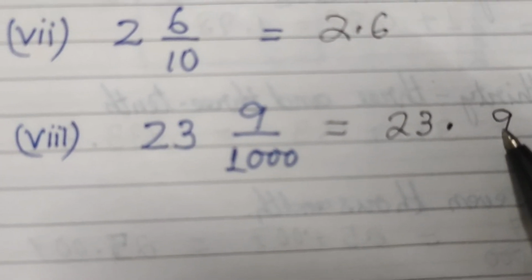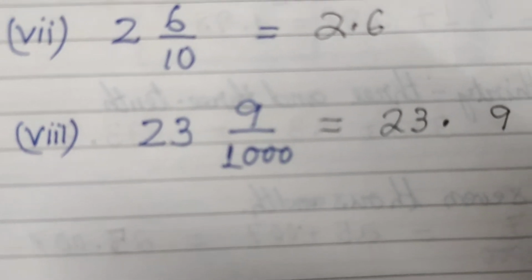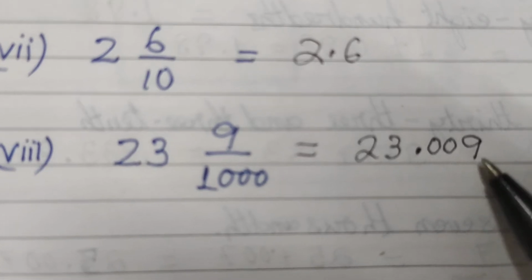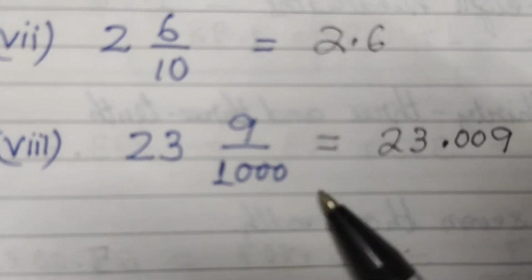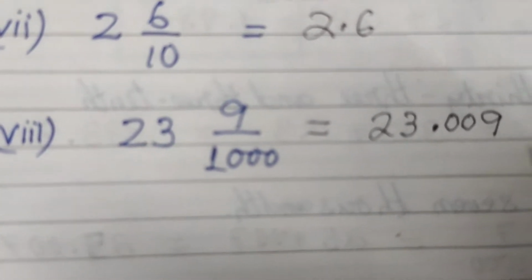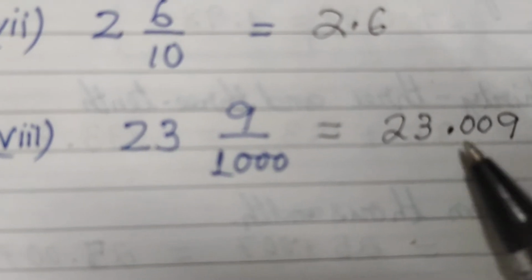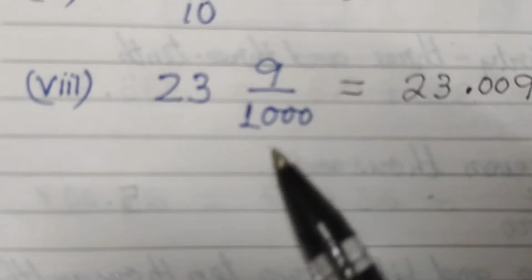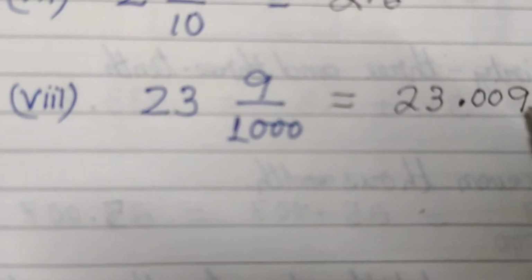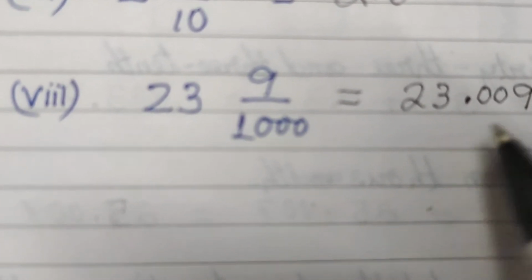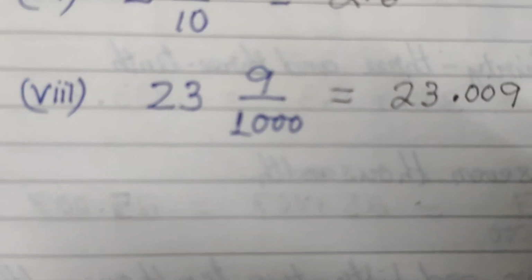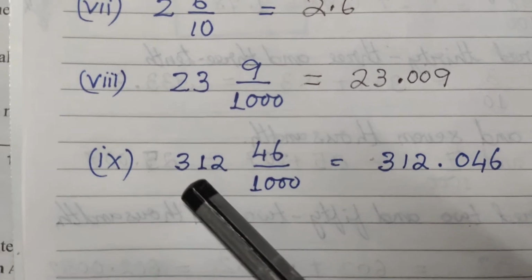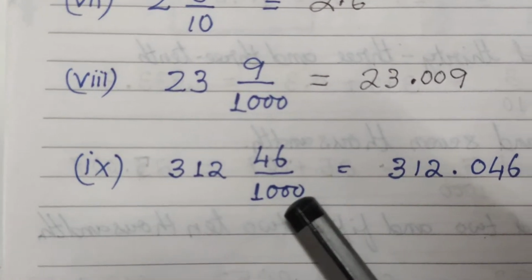But here 9 has only 1 digit. So 2 more zeros I have to give. See, 2 more zeros I give, making it a total of 1, 2, 3 digits. So 3 zeros in the denominator means after 3 digits I have to give the point. So 23 is the whole number. Here also 23 is the whole number. 9 by 1000 is written as 0.009. Together we write 23.009.